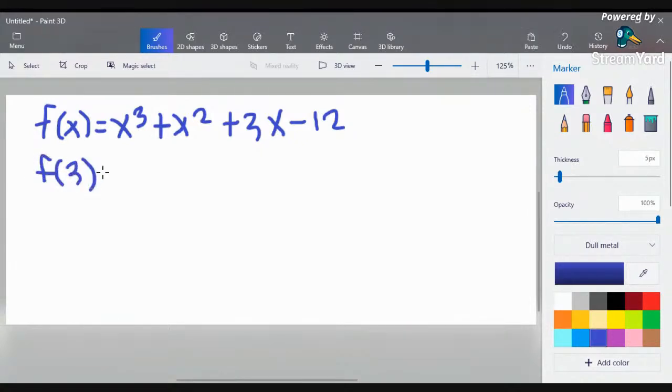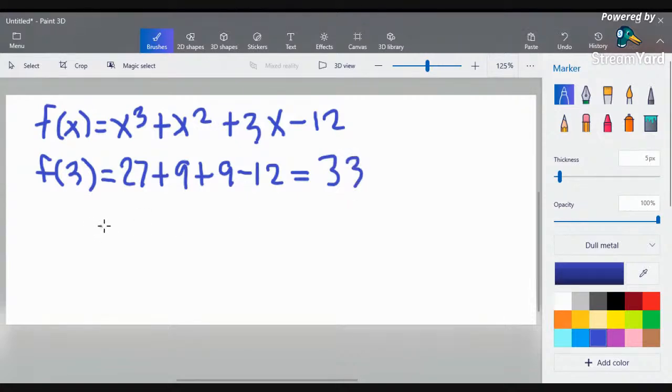So for f of 3, let's do it directly: 3 cubed is 27, plus 3 squared is 9, plus 3 times 3 is also 9, minus 12. So that is equal to 27 plus 9 is 36, plus 9 is 45, minus 12. The answer is 45 minus 12. That's 33.